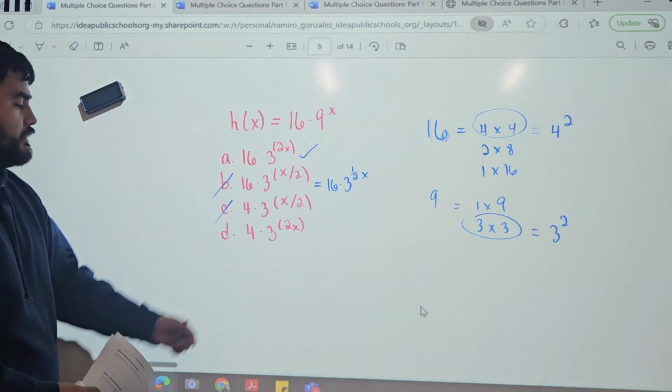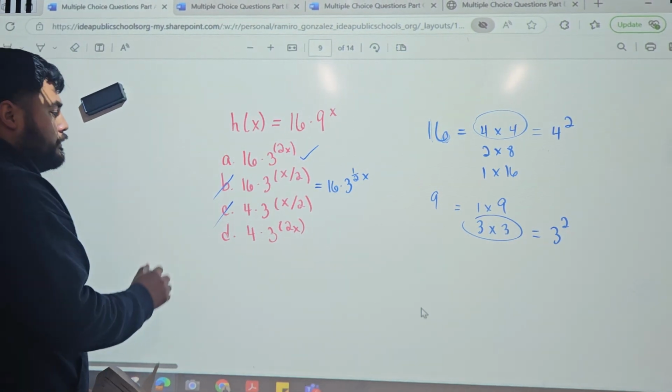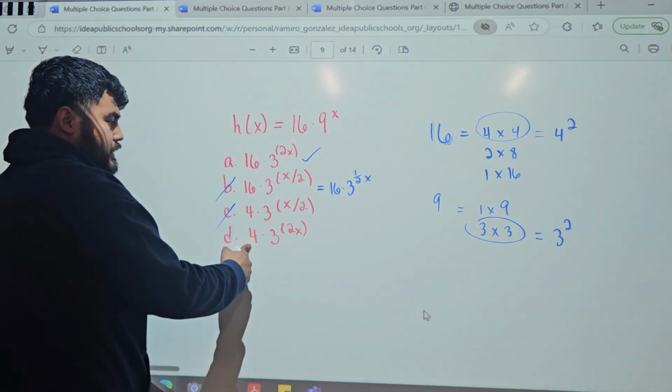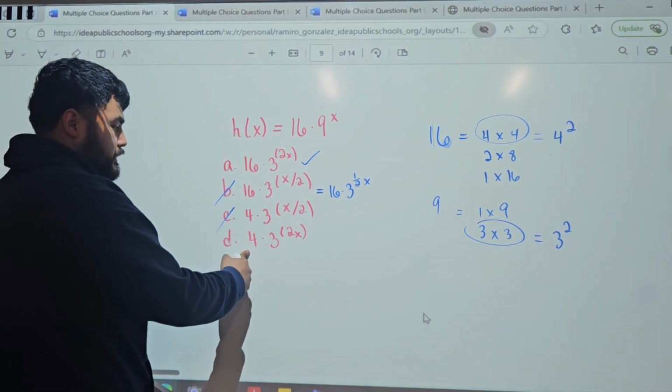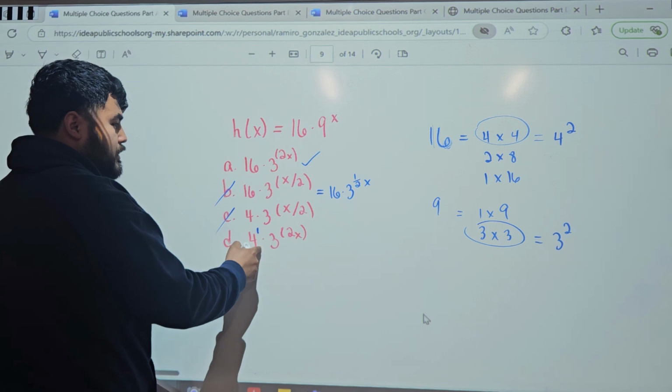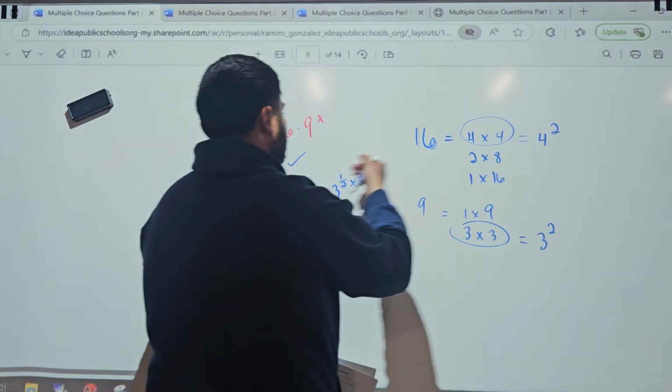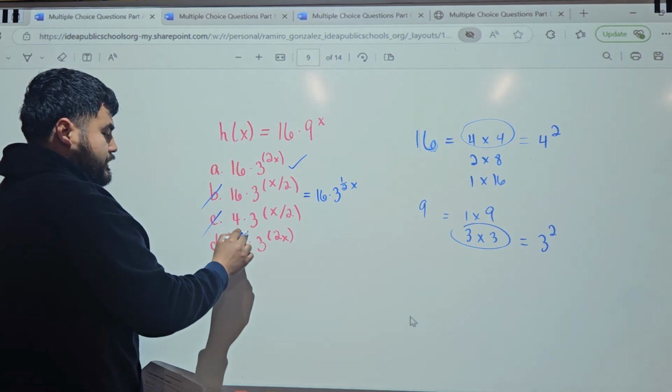And then in part D, the only degree that's shown is also affecting the 3. But hey, they also switched to 4. No, this is basically telling me it's 4 to the power 1, and 4 to the power 1 gives me 4. 4 to the power of 2 gives me that 16 that I need. So this is also wrong.